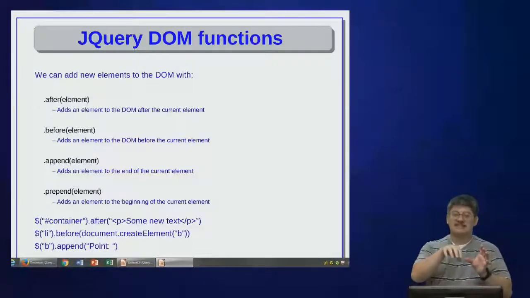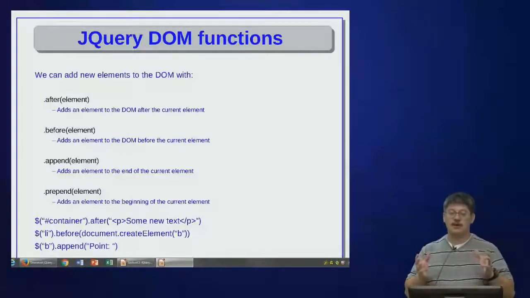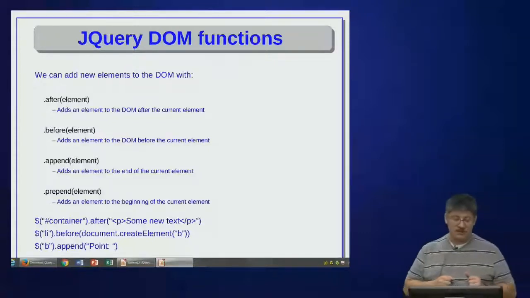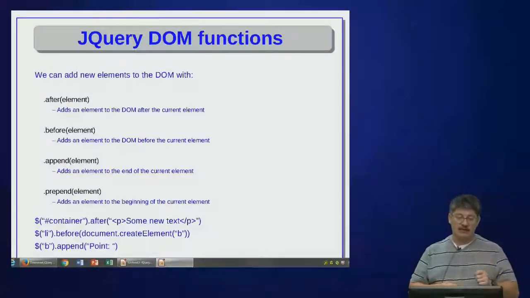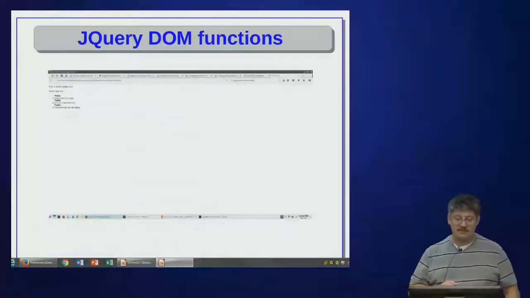So it puts it inside an element as a child of that element, but it puts it at the end. Prepend does the same thing. It creates a child element, but it puts it at the beginning of the current element. So here, at the very bottom of my slide, I found all the bold tags. And to every single bold tag, I'm appending the HTML code point. So that'll look something like this.